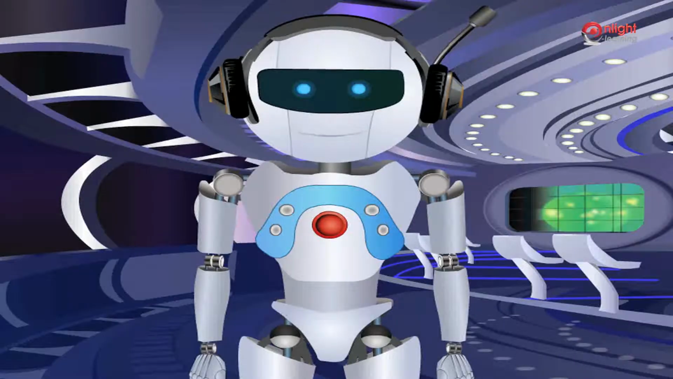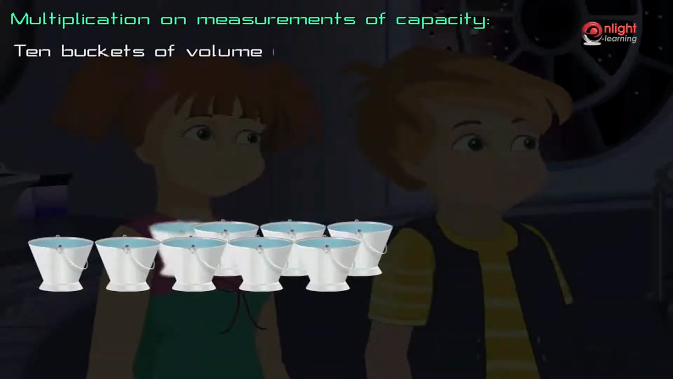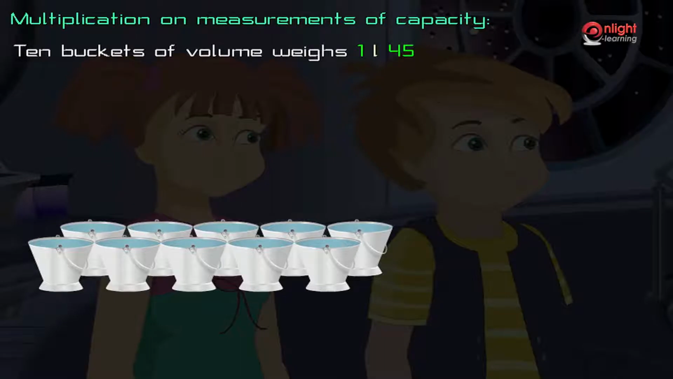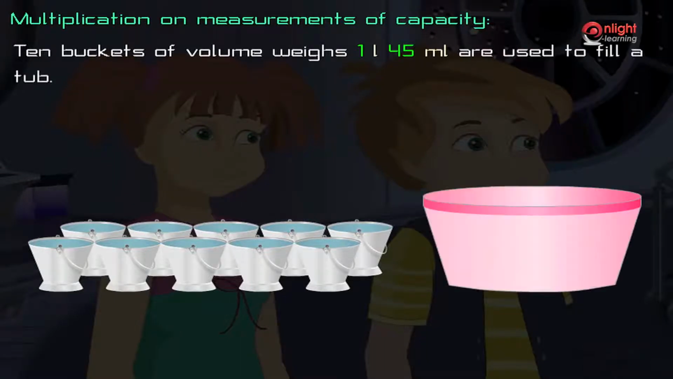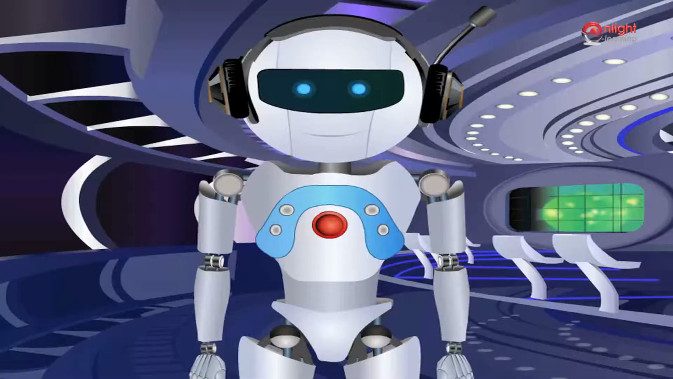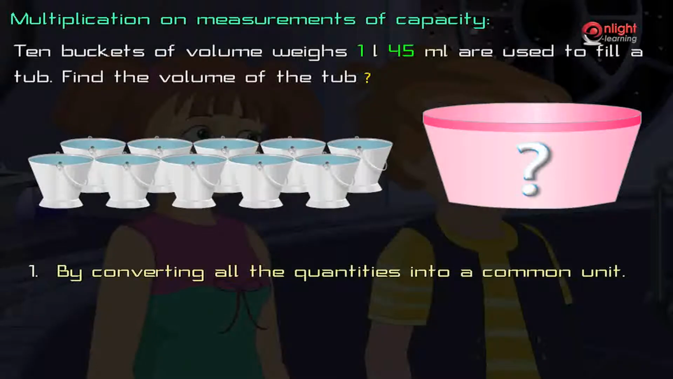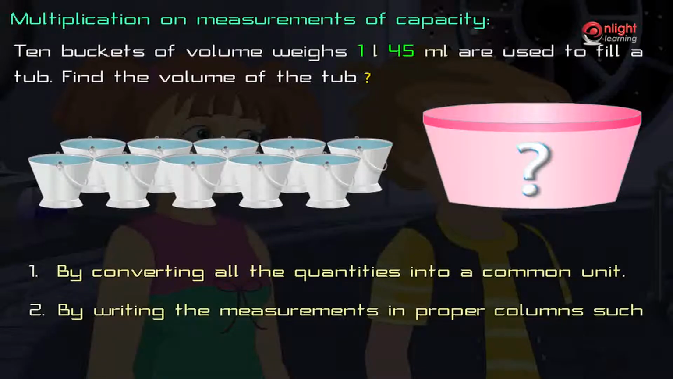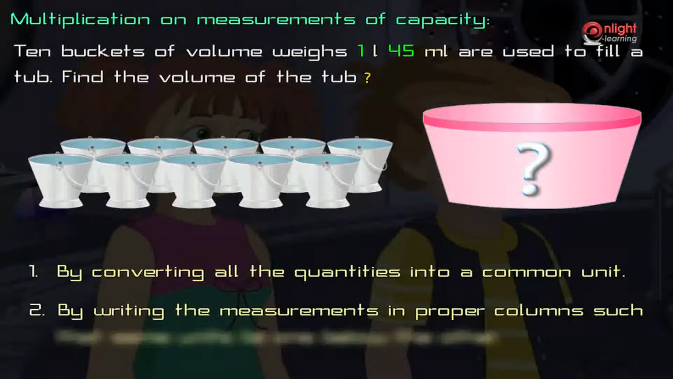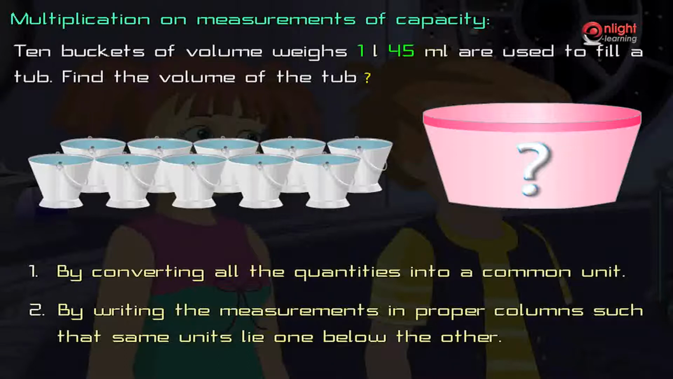Consider this problem. 10 buckets of volume 1 liter 45 milliliters are used to fill a tub. Find the volume of the tub. Multiplication on measurement of capacity is also done in a similar way as addition and subtraction. It can also be solved by both the methods. One method is by converting all the quantities into a common unit. The other method is by writing the measurements in proper columns such that same units lie one below the other.